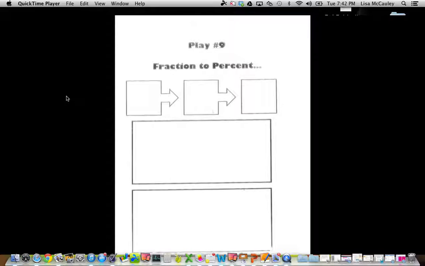What we're going to do now is convert fractions to percents. We've already converted fractions to decimals. Now we're going to convert fractions to percents. It's actually really, really easy. One of the easiest things you'll learn this year. So just bear with me.